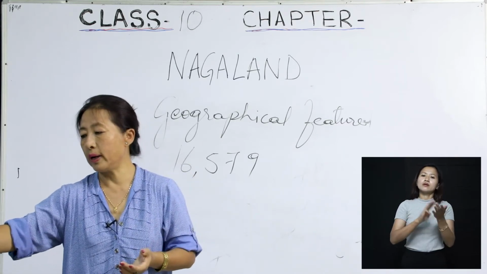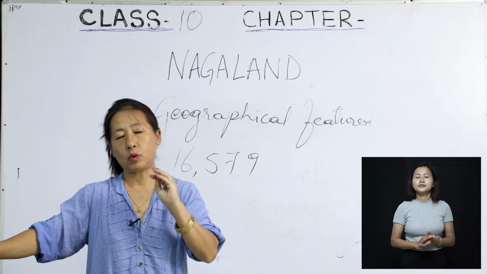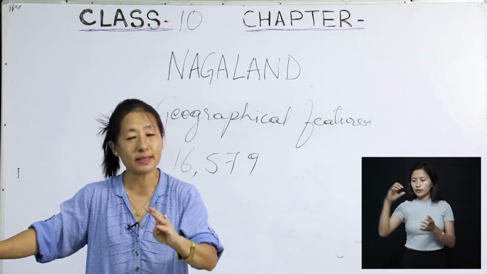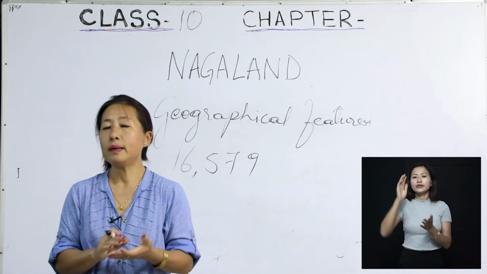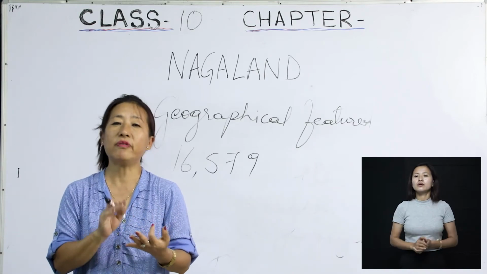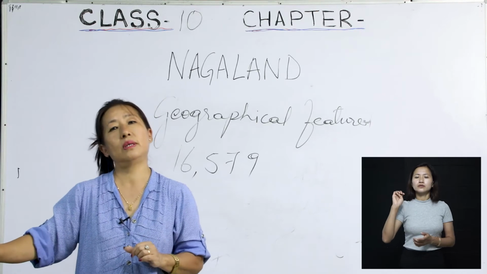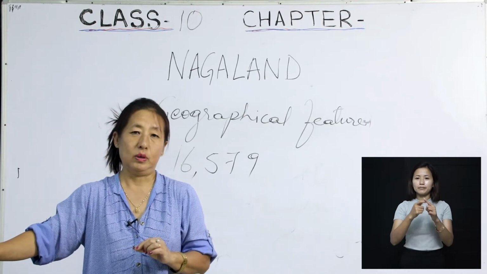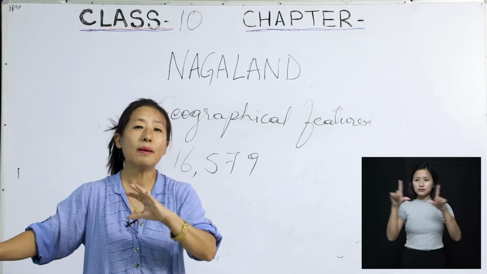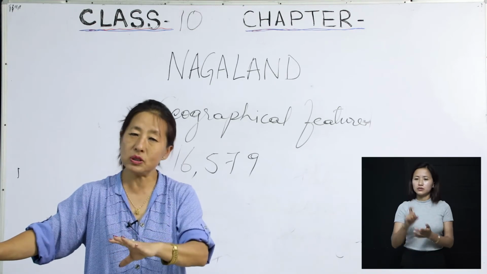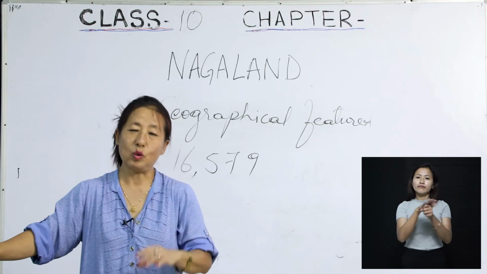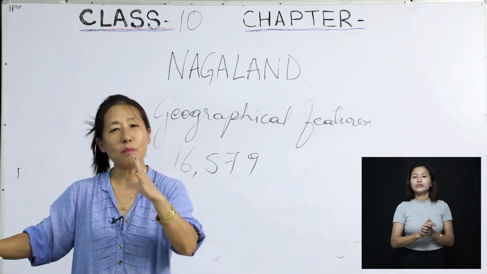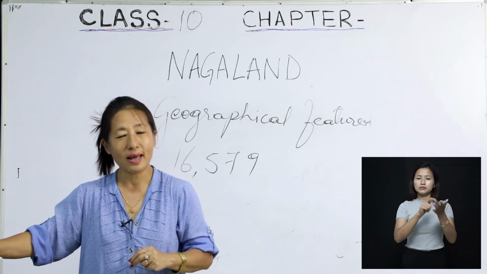Then you can also write that the capital, that is Kohima, is the capital of Nagaland, as you are all aware, okay? And this is situated at 1,444 meters above sea level. So all these you need to mention, okay? And if you mention this, easily you will get full marks, okay? So I hope I was able to make you understand some points there, okay?